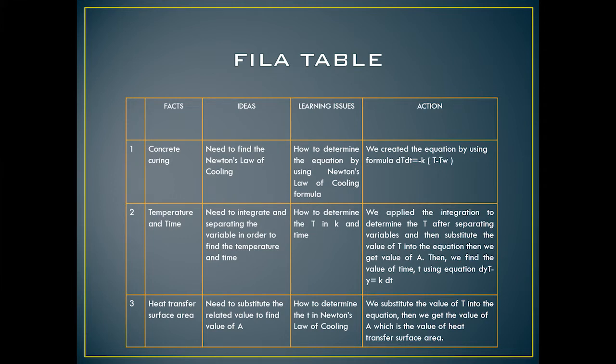The third fact is heat transfer surface area. We need to substitute the related values to find the value of A. So, the learning issue is how to determine the T in Newton's law of cooling. Then the action that we have taken is we substitute the value of T into the equation. Then we get the value of A, which is the value of heat transfer surface area.